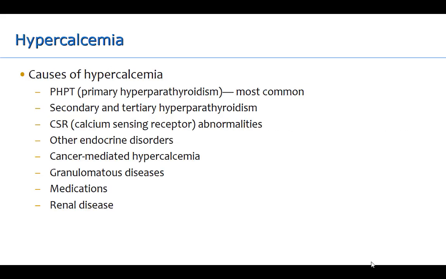There are many other causes. So, top of the list is primary hyperparathyroidism. Then you have secondary and tertiary hyperparathyroidism. So, the problem could be somewhere else. There are other endocrine disorders, sometimes in patients with cancer, where they have metastasis in the bone, which is resorbed and calcium is released into the blood. So, they can have hypercalcemia. Certain medications, renal disease, all these things can lead to hypercalcemia. But the commonest cause is primary hyperparathyroidism.